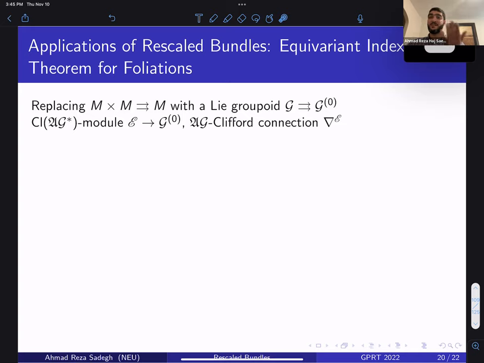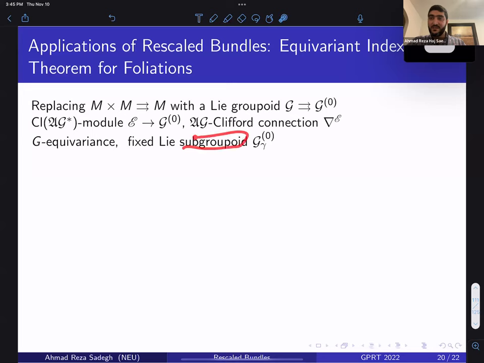We define what is known as a Clifford Lie algebroid module. What you see here is the Lie algebroid of the Lie groupoid G. And you also have a notion of Lie algebroid Clifford connection. Having this data, we can also put an equivariance structure on it. And in this context, using the Lie subgroupoid, you can look at the fixed submanifold of the unit space of G under the action of gamma, using this notation.